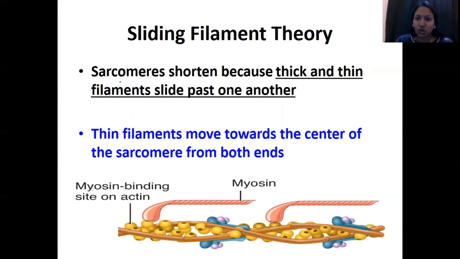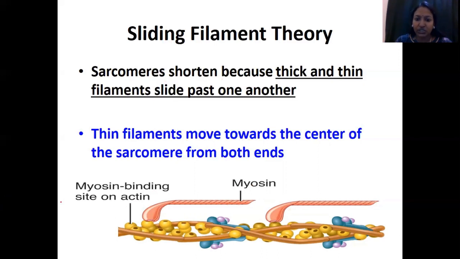In the sliding filament theory, the sarcomere shortens because it is made up of two things: the thick and the thin filament, which slide and pass over one another. That's why the shortening of the sarcomere appears. The thin filament moves towards the center of the sarcomere from both the ends. Now you can see there is a myosin binding site on the actin. This is your myosin and this is your actin.